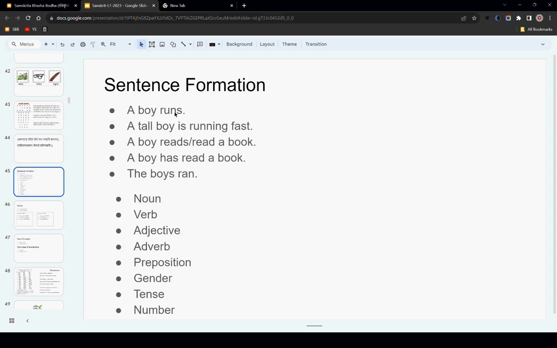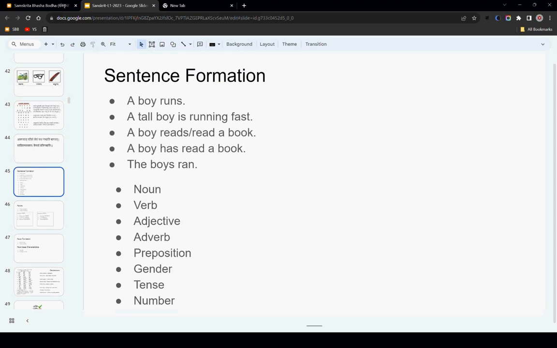And then there is who is doing that kriya, who is doing that action. So that is represented by a noun. Noun in Sanskritam is called namapadam.